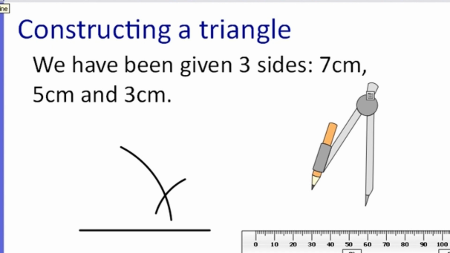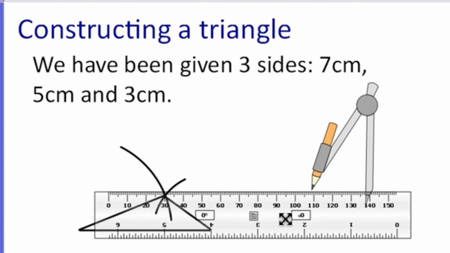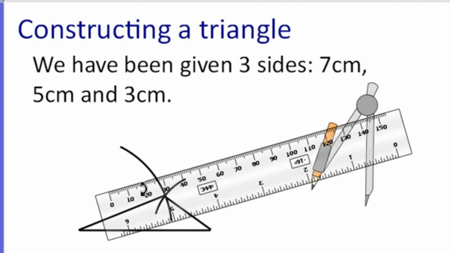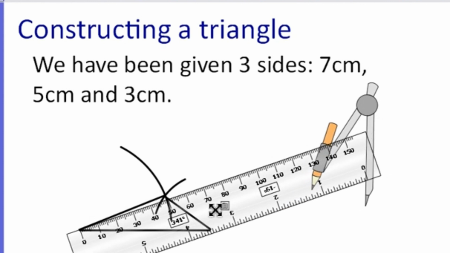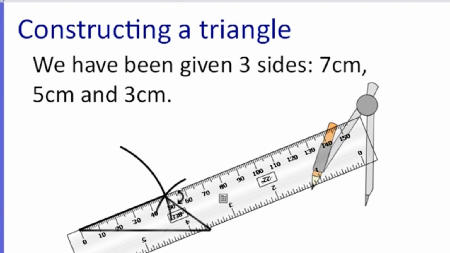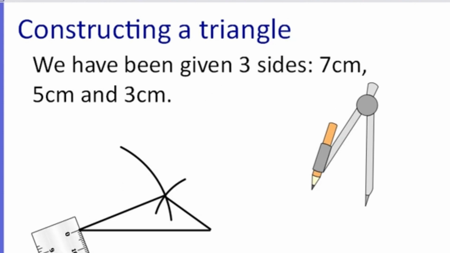So using my ruler and a pencil, I can then join up each end of my original line to that point to create my triangle. Again, we can check that. We're going to need to twist our ruler and then measure the length. This one should be 5 centimetres, which you can see it is, 0 to 5. And then we also have to check this length here, which you can see is 3 centimetres.